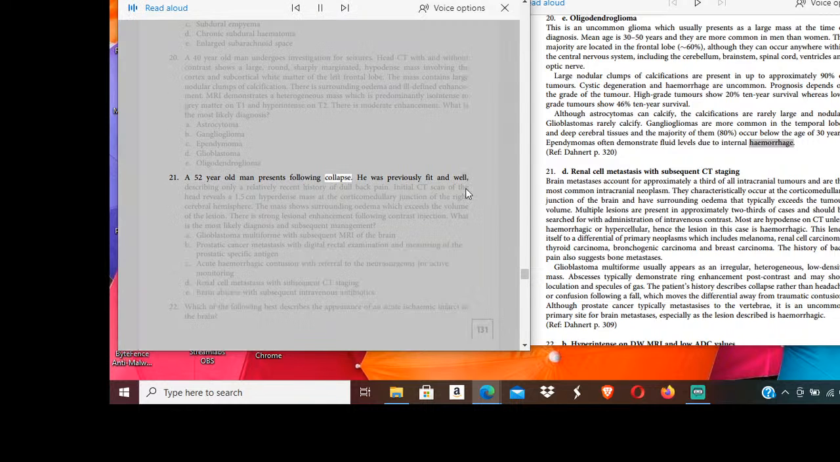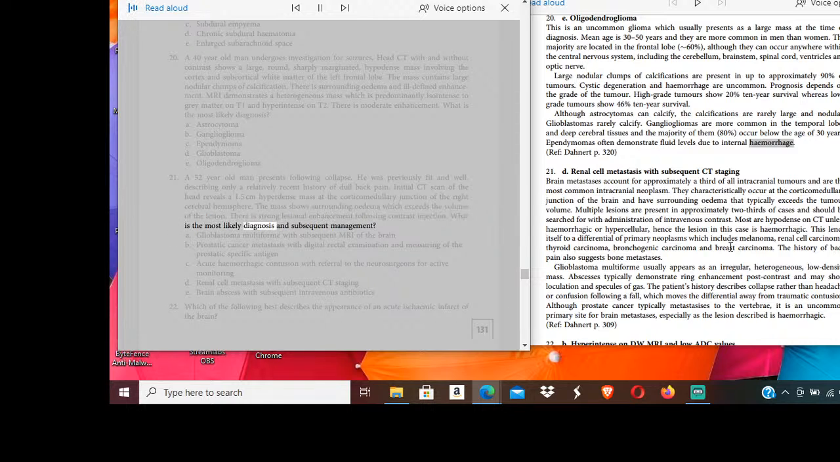52-year-old man presents following collapse. He was previously fit and well, describing only a relatively recent history of dull back pain. Initial CT scan of the head reveals a 1.5 cm hyperdense mass at the corticomedullary junction of the right cerebral hemisphere. The mass shows surrounding edema which exceeds the volume of the lesion. There is strong lesional enhancement following contrast injection.